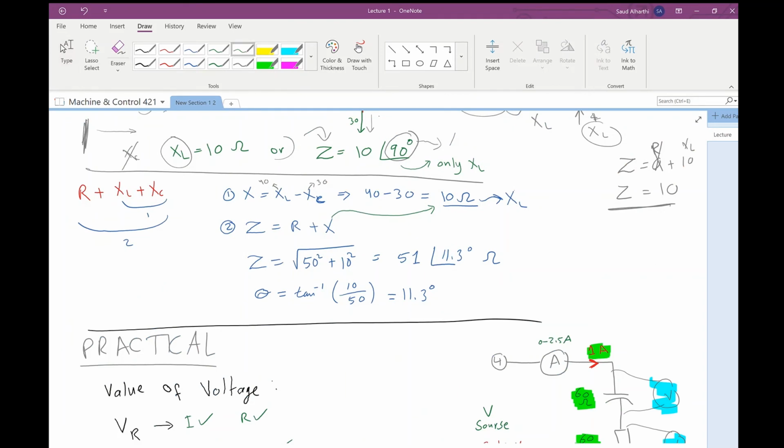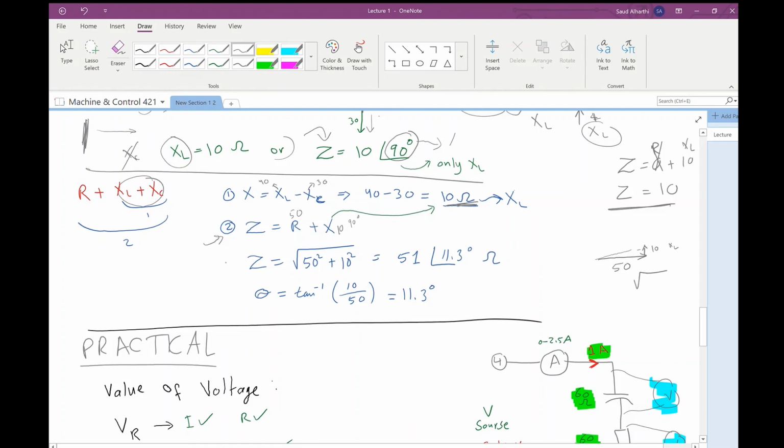Now if I have a resistive, inductive, and capacitive load, what I have to do first is find the difference between XL and XC. So XL is 40, XC is 30, the difference is 10 ohm. Now I can do Pythagoras. So R is 50, X or reactance is 10, and since it's inductive, that means 90 degrees. So the vector diagram will be 50 and 10 going up because it's inductive, and this is the hypotenuse أو الوتر.